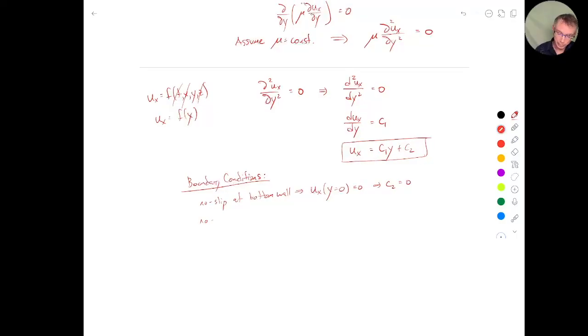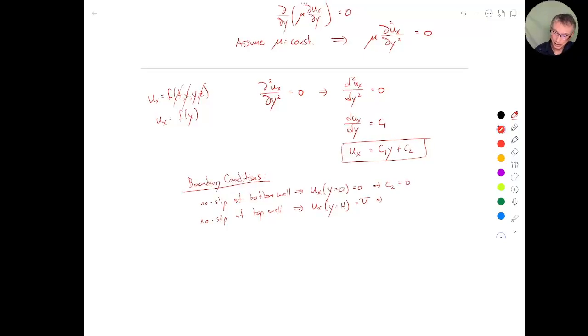And then we have no slip at the top wall. So that's ux at y equal to h is equal to capital U, right? And so that'll tell us that C1 will end up being, let me think about that, C1 will be capital U over h. So then our velocity profile will now look like capital U times y over h. So that is now our velocity profile.